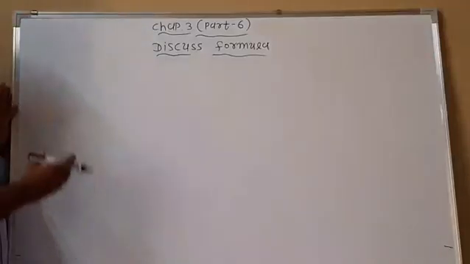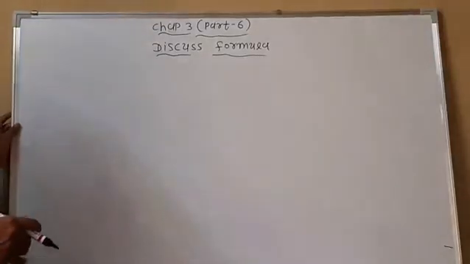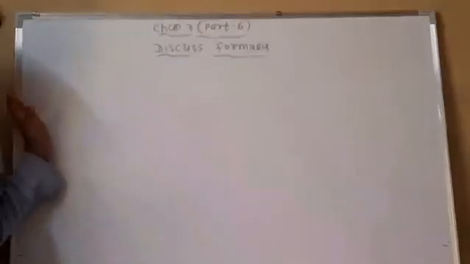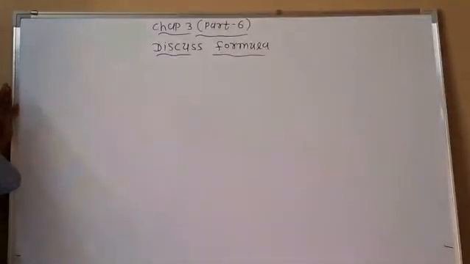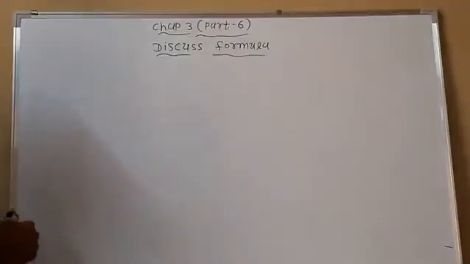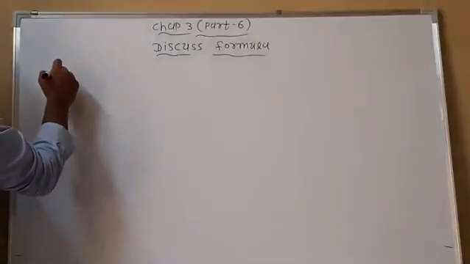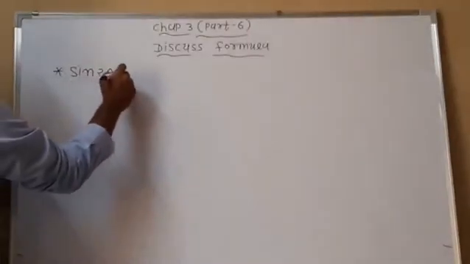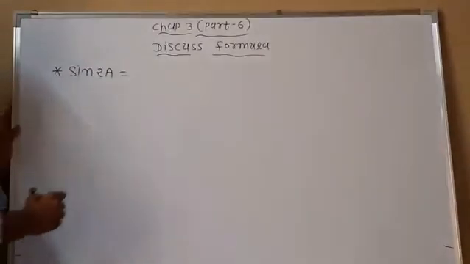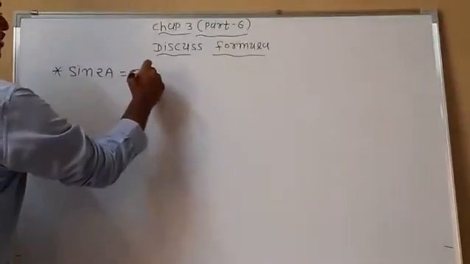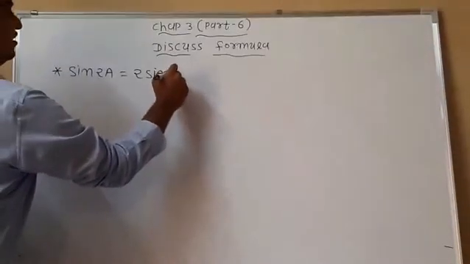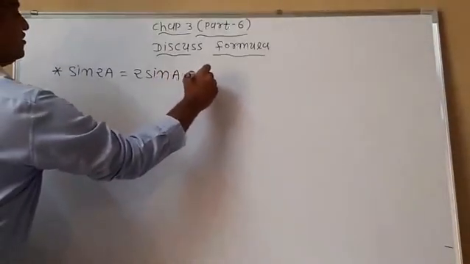Good morning. Today we are going to discuss the formulas of sin 2a, cos 2a, tan 2a, sin 3a, and cos 3a. First, the formula of sin 2a. Sin 2a is equal to 2 times sin a into cos a.